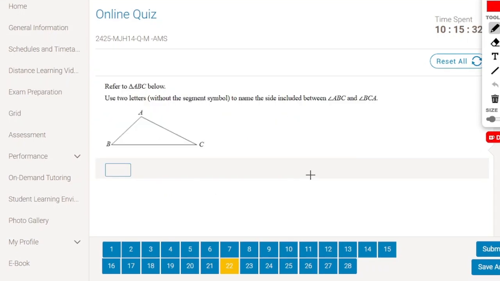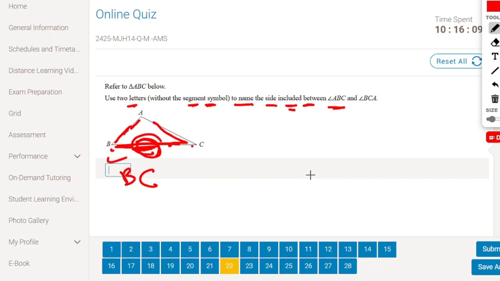Question number 22, refer to the triangle ABC. I have ABC. Use two letters without the segment symbol to name the side included between angle ABC and angle BCA. So what is the line which is included in both angles? It is BC. Okay, ABC and BCA. So this line.